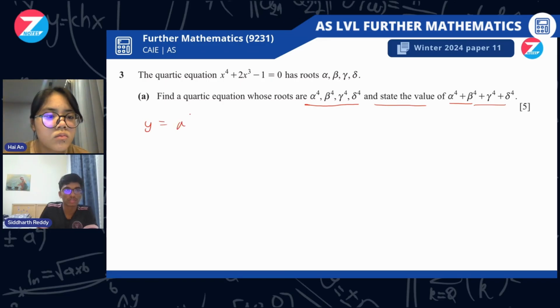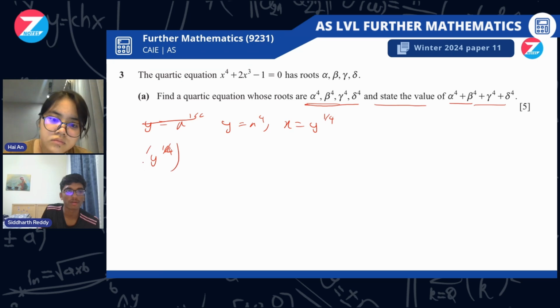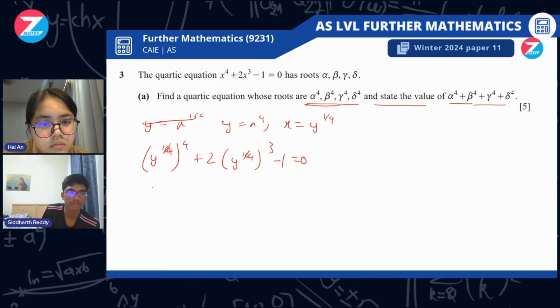We can write y is equal to x to the power 4, and we can write x is equal to y to the power 1 by 4. So this means that after substituting and getting rid of all the fractional exponents, we'll be left with an equation whose roots are these. So let's do that. y to the power 1 by 4 to the power 4 plus 2y to the power 1 by 4 cubed minus 1 is equal to 0. So we have y plus 2y to the power 3 by 4 minus 1 is equal to 0. So 2y to the power 3 by 4 is equal to 1 minus y.